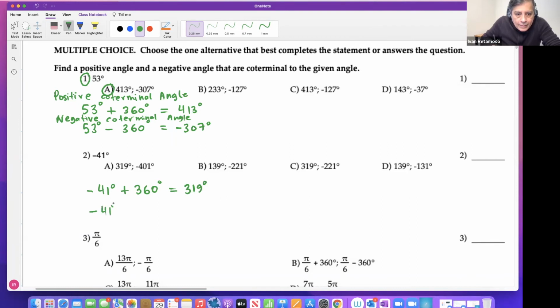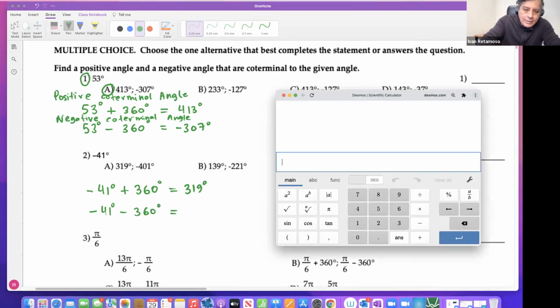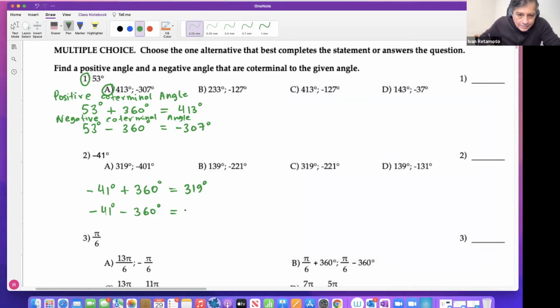Now I want a negative coterminal angle. So instead of adding 360 degrees, I subtract 360 degrees, right? Let's see what we get when we subtract 360 degrees. We get negative 401 degrees. So this should be this choice. Very good, guys.